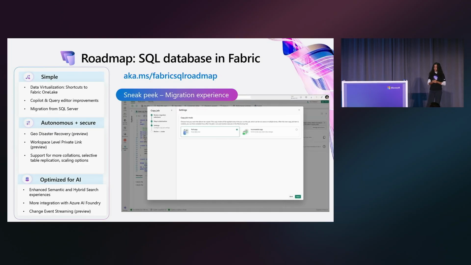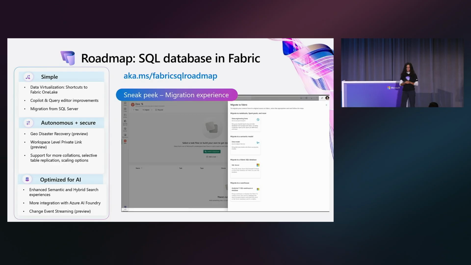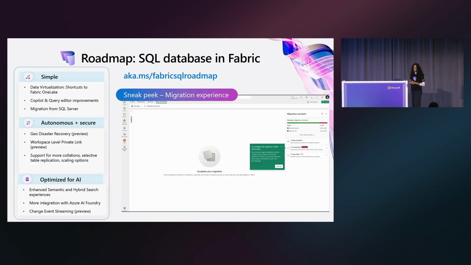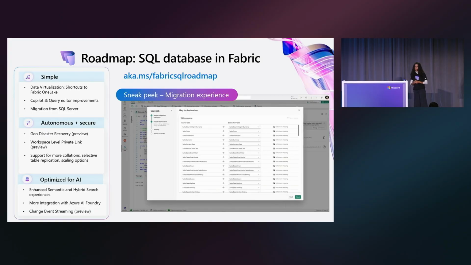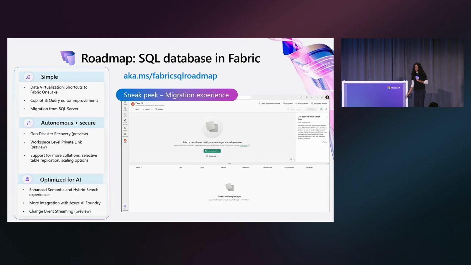On the Optimize for AI front, we're looking at doing better optimizations with semantic search, more integrations and better experiences with Microsoft Foundry, and you saw change event streaming, but that's not quite public yet. So we're working on getting that out there.